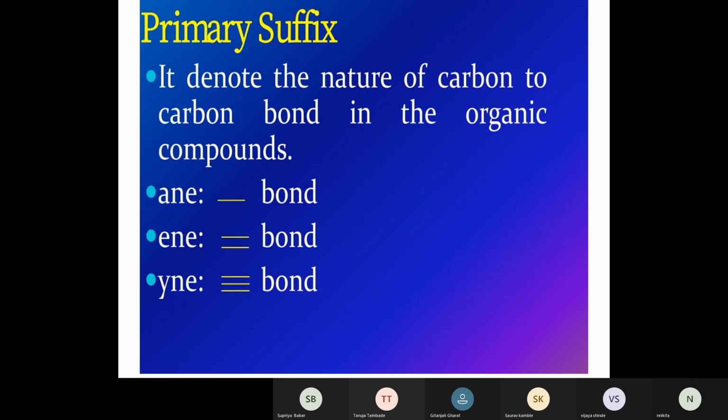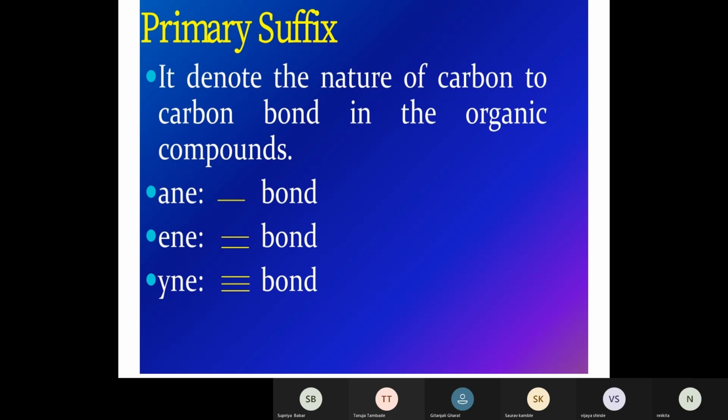So these are the suffix, okay, primary suffix. That will come after the word root. First comes the prefix, which generally includes the substituent present on that molecule. Then comes the word root. That is, as we studied yesterday, for one single carbon atom we use meth, and for two carbon atoms we use eth.